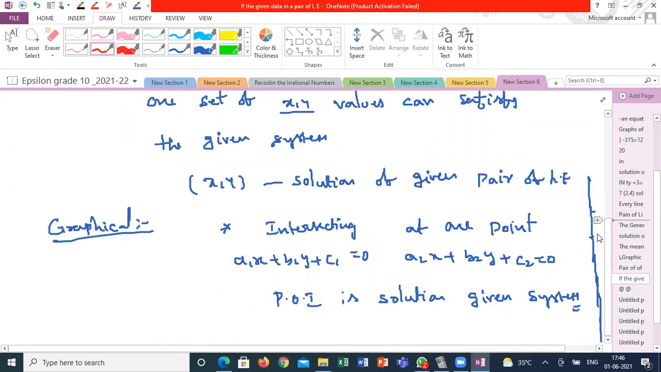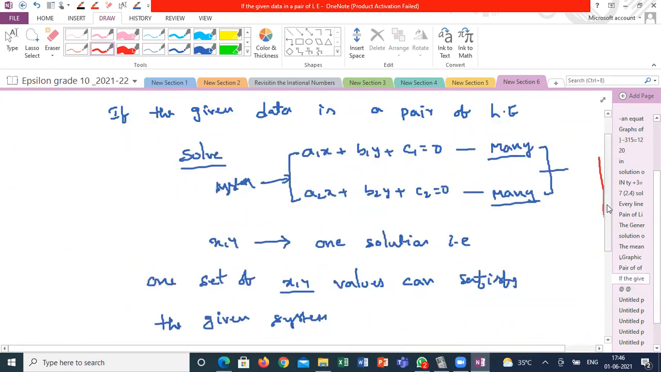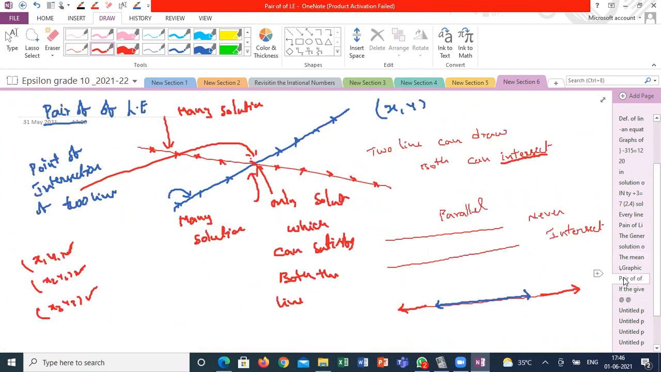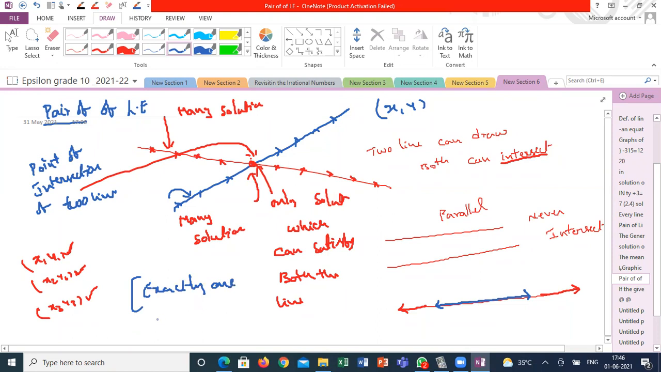In the previous case, it is intersecting. Intersecting means both will meet at one common point. That point of intersection of two lines is called the solution of this given system. So in this case, how can I conclude my answer? I can conclude my answer as exactly one solution, or unique solution. Got it, guys? Two methods.